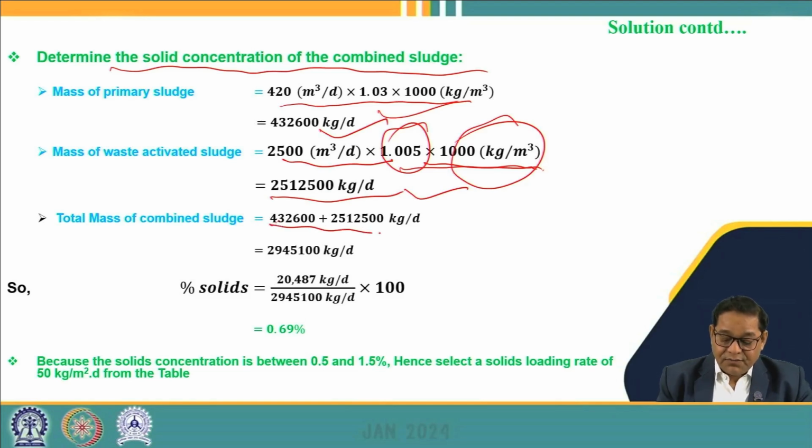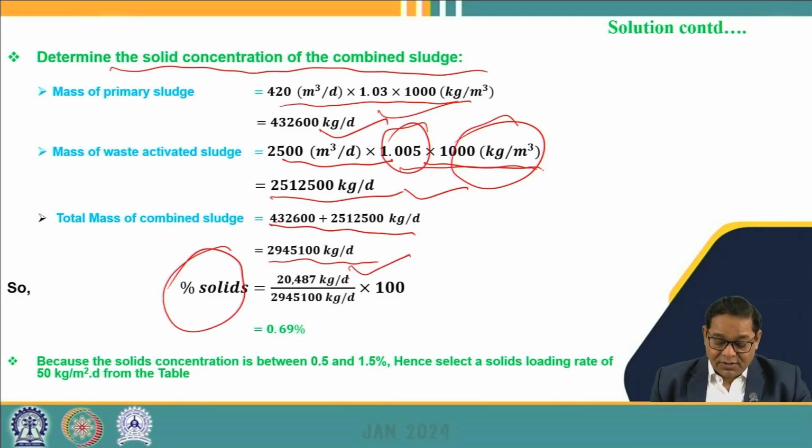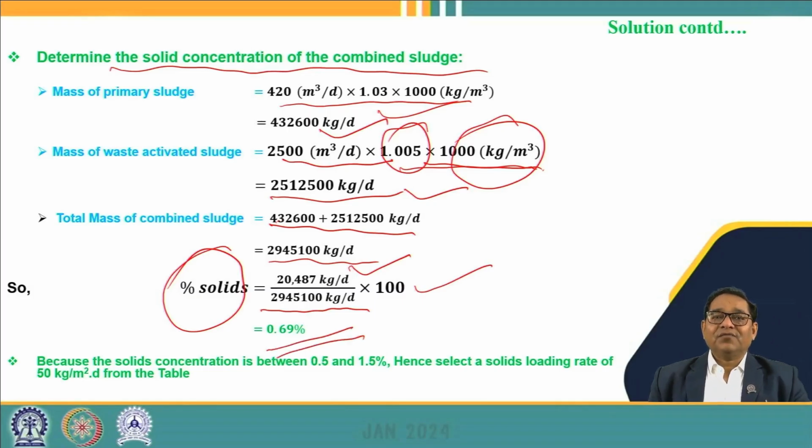Now if we do the total, we'll get the total amount of solids, that is this much. And from here, if we see how much percentage of solids, this is basically the total amount of the solids, and this is the total weight of the sludge. If we find out the percentage, this value comes to 0.69%. So now we have got 0.69%, and we need to decide what value of solid loading rate has to be taken.